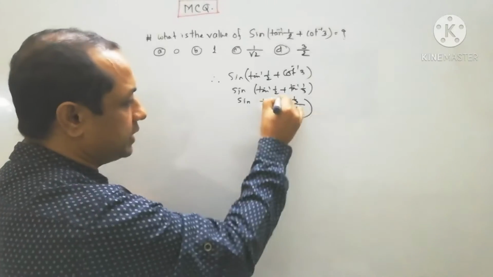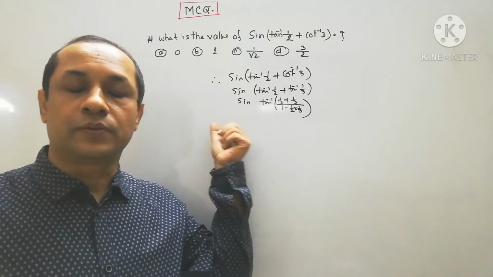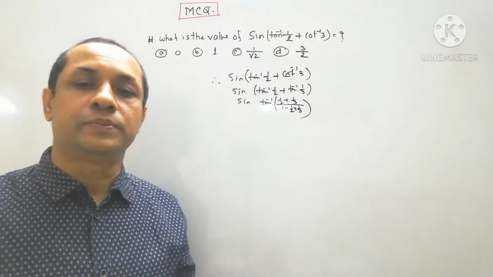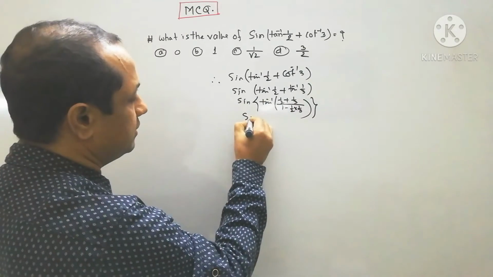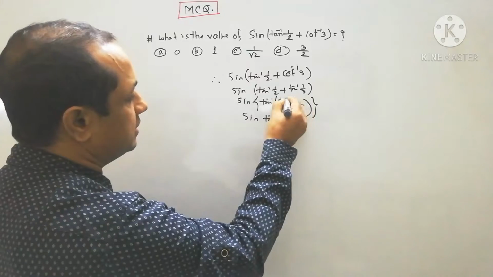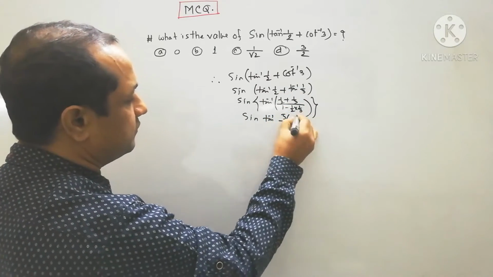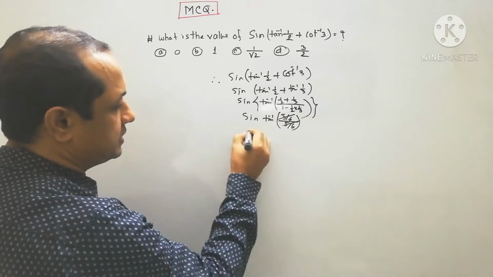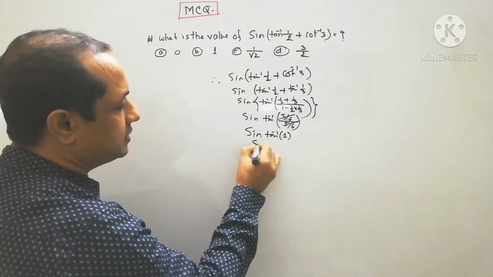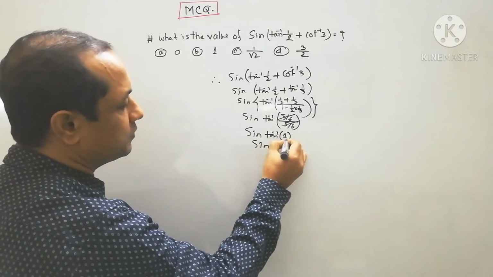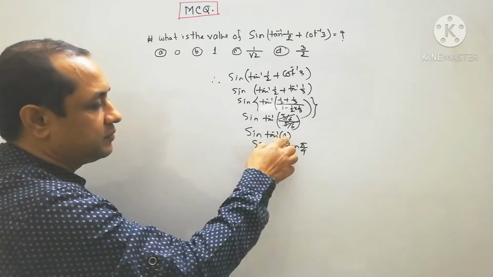Students, we know that tan inverse x plus tan inverse y equals tan inverse of (x plus y) by (1 minus xy). Now here, the LCM gives 5/6 in the numerator and 5/6 in the denominator, so 5/6 cancels. Now we get tan inverse 1. We know that 1 equals tan pi by 4.